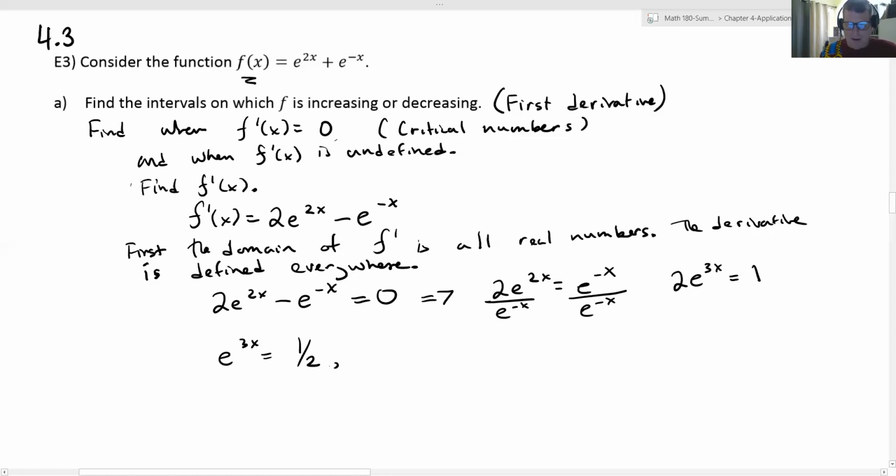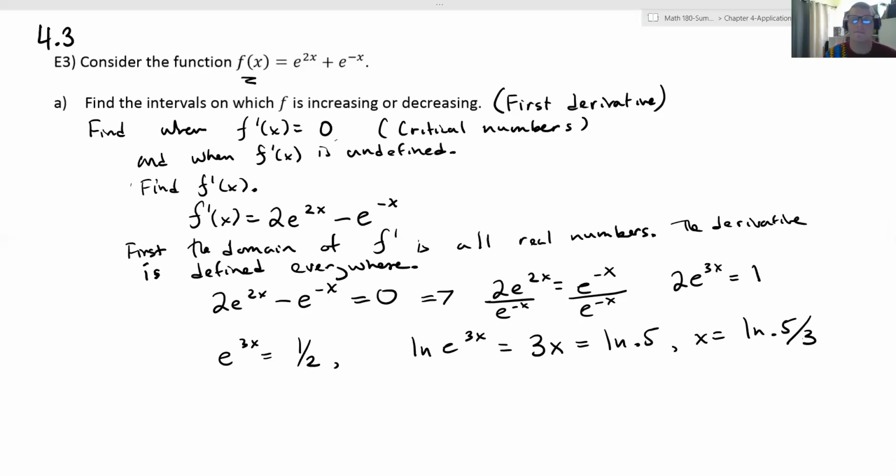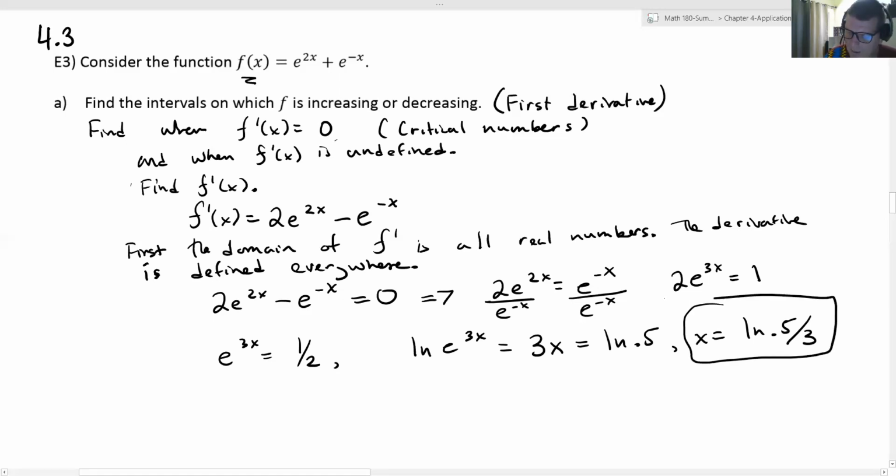Hopefully, you folks out there are getting a lot better at working with these logarithms. So that means that natural log of e to the 3x, which is just equal to 3x, equals the natural log of 0.5. So we'll just let x equal natural log of 0.5 divided by 3. That's our critical number. We need that one.